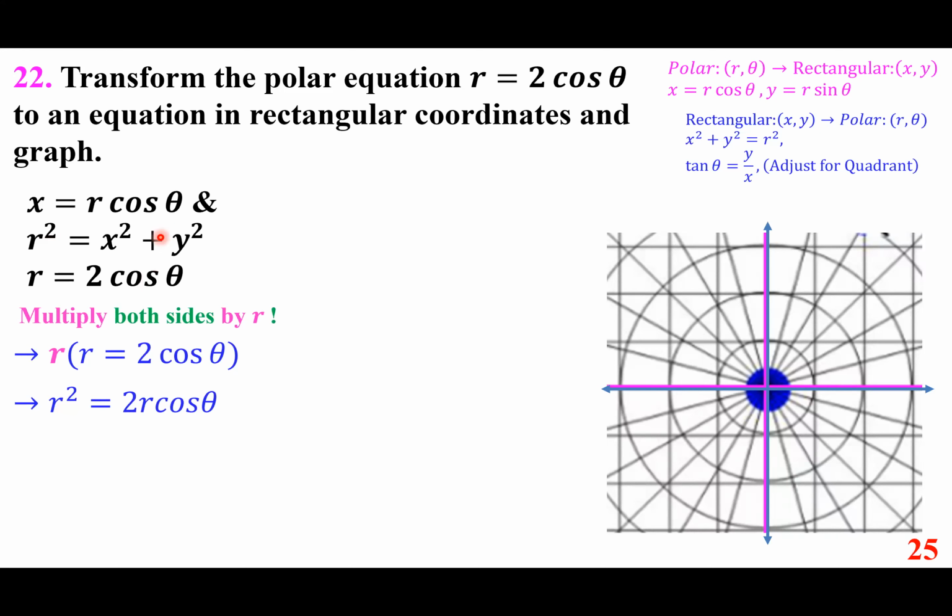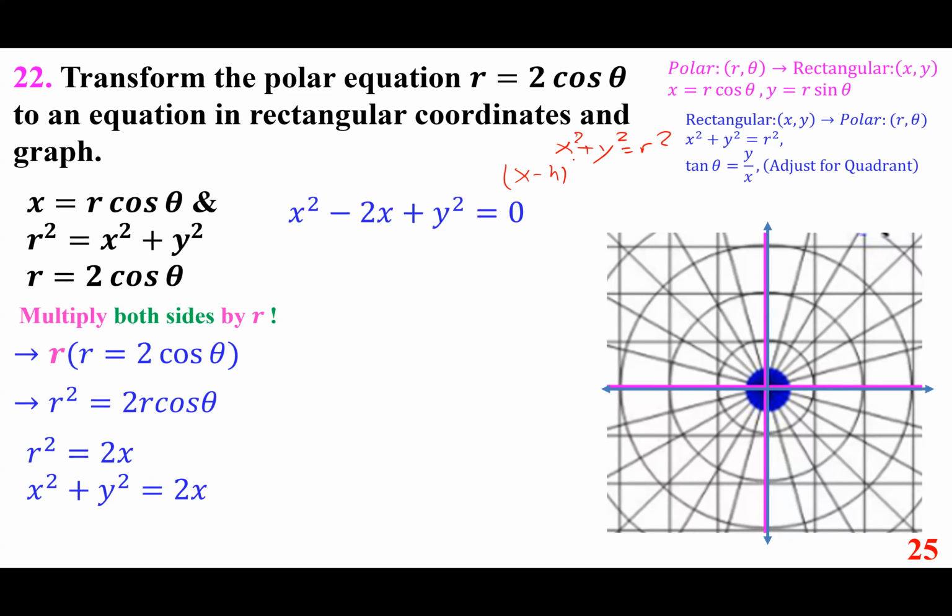Replace the r squared with x squared plus y squared, and 2 times r cosine theta will be replaced with 2x. We bring everything to the same side because we remember the basic circle. So we have x squared plus y squared equals r squared, and x minus h quantity squared plus y minus k quantity squared equals r squared. So we could put these two together.